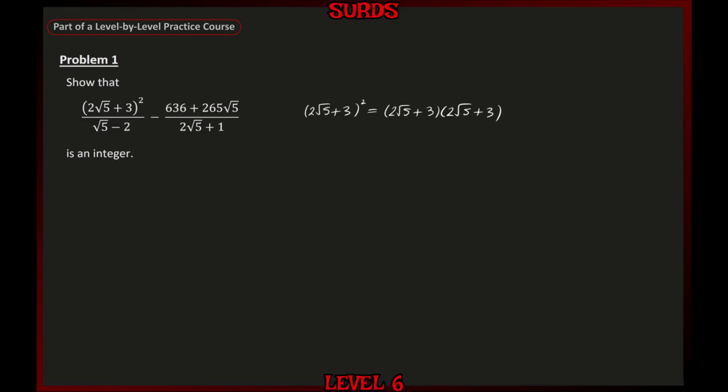And if you'd like a bit more help with expanding brackets in general, take a look in the top right corner where you can see my course on expanding brackets. Now back to the problem.